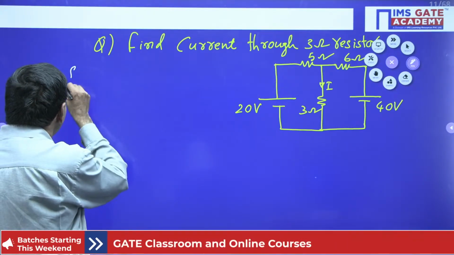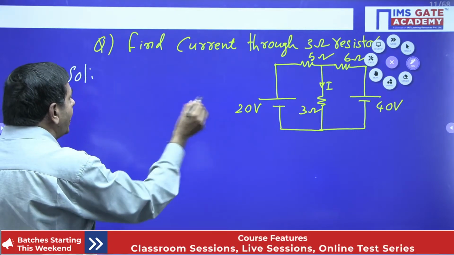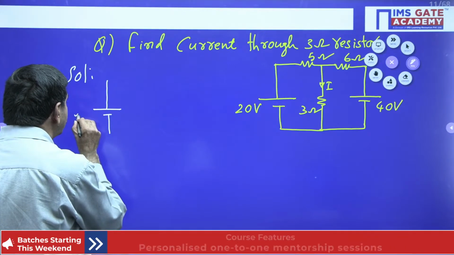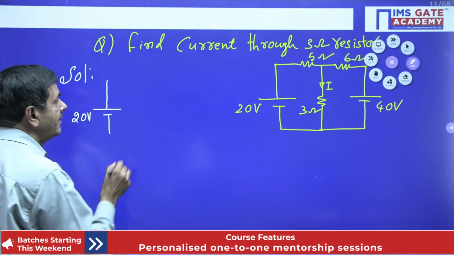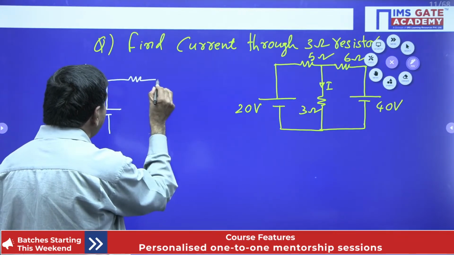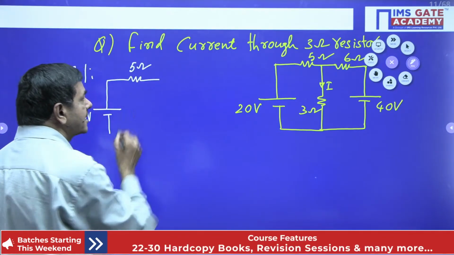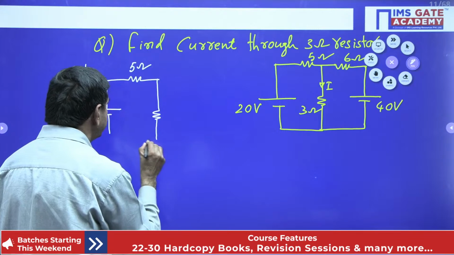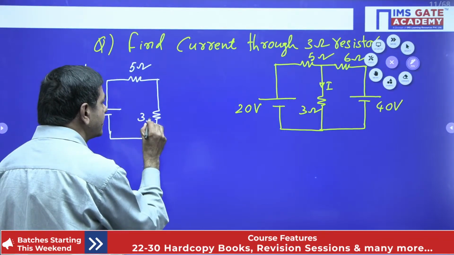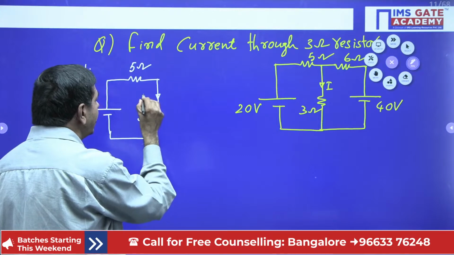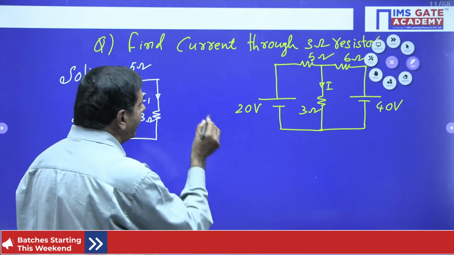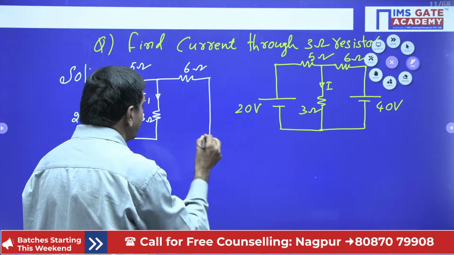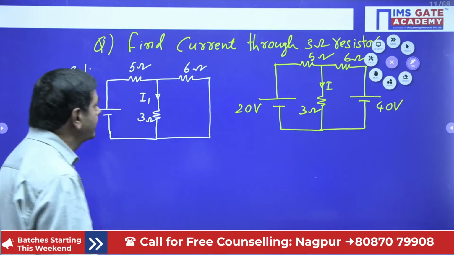So in this problem I can directly consider this voltage source. This is nothing but 20 volts. Here it is connected with a 5 ohm resistor. And there is one 3 ohm resistance on this side. The current passing through this side I have taken as I1. And the 6 ohm resistor I have taken as it is. The second voltage source I shorted.